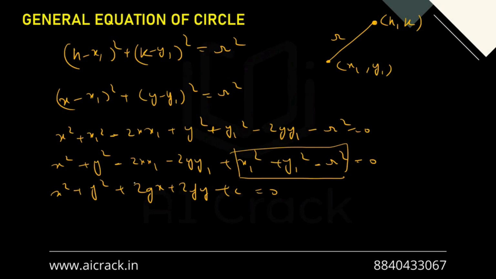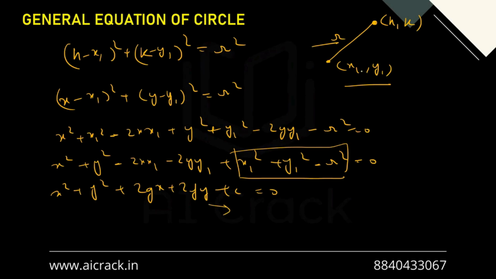But we actually derived it like this only, so we have to find out the relations between g and x1, f and y1, c and this part. Okay. So our main parameters for any circle are center and radius. So we have to find out radius and center with the help of this given equation.